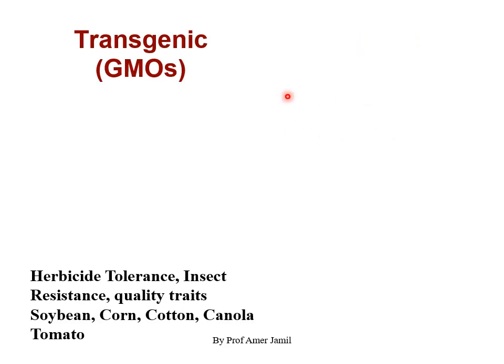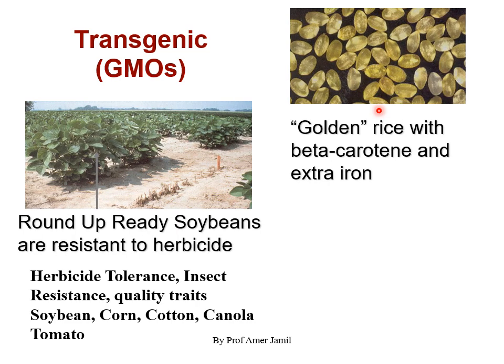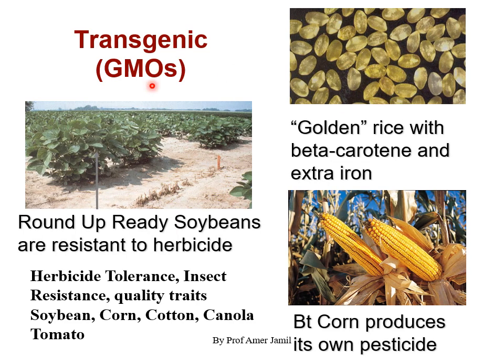Transgenic or genetically modified organisms. These are the organisms which have a foreign gene introduced into them. So there are examples of animals as well as plants. Here you can see one example of golden rice, where it has a property of beta carotene and extra iron.